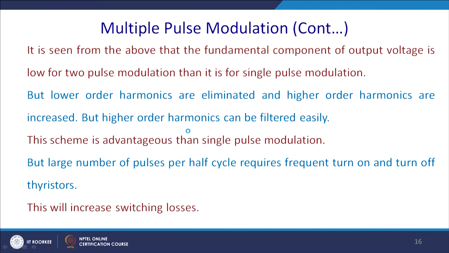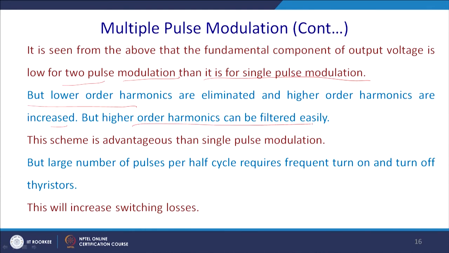So, what can we conclude now? It is seen from the above fundamental component that the output voltage is lower for the two pulse modulation than it is for the single pulse modulation. In single pulse modulation, you get around 75% with the same duration, but there is a catch here. The lower order harmonics are eliminated and higher order harmonics are increased, but that is not a big deal, you know. Eliminating higher order harmonics is easy, because designing a low pass filter is easy, and essentially motor and power system are all low pass filters, and thus you get rid of those. Higher order harmonics can be filtered easily.